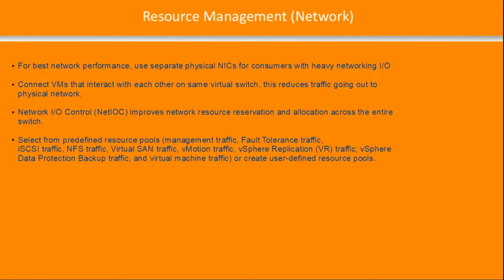For best network performance, it is recommended to use separate physical NICs, especially for consumers with heavy networking I/O. Identify VMs that interact with each other and move them on the same virtual switch. This will help improve performance as well as reduce the load on the external network, as the communication can stay on the ESXi host on the same virtual switch.